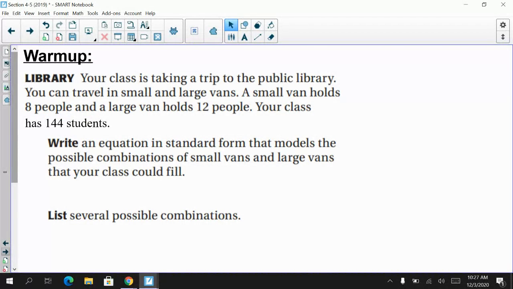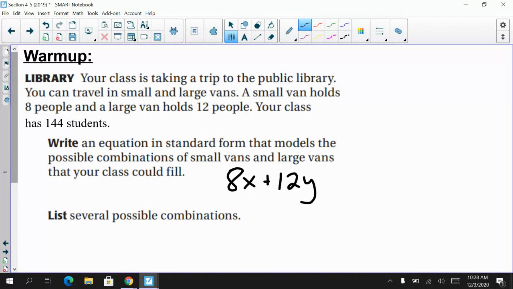So let's warm up with a story problem involving what we did yesterday. Read this problem over, take a minute and see if you can complete this in your notebook on your own. So we want to write a formula here. A small van holds 8 people, so we can write that as 8X. I'll use X, you could use S, a different letter. And a large van holds 12 people. We'll call that Y, or you could have used L for large. And the total number is going to be 144. So that is your equation.